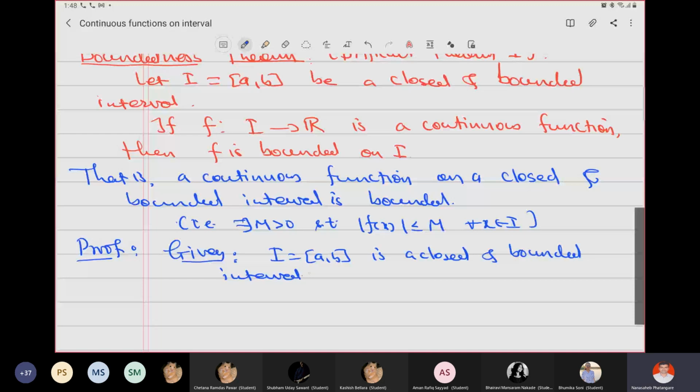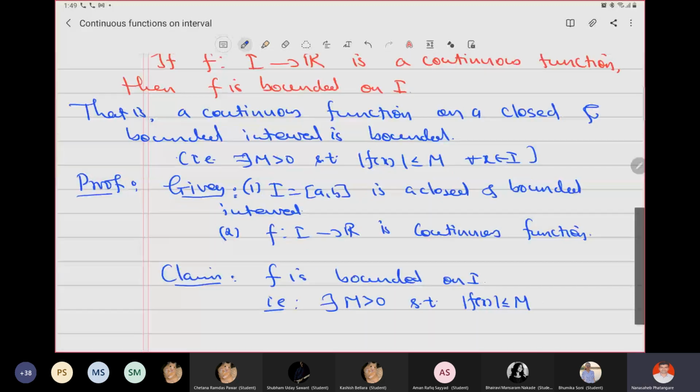Right? What is our claim? What we wish to prove? F is bounded on this interval I. That is what we wish to prove. There exists some number M such that the absolute value of f(x) is less than or equal to M for every x in I. Okay, so far everything is clear.